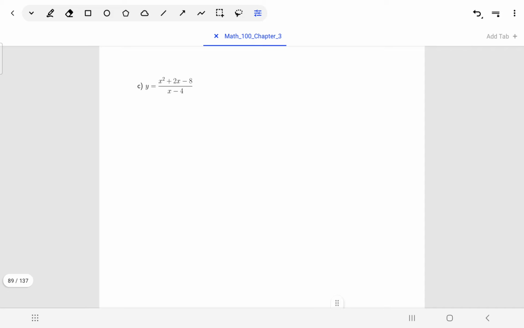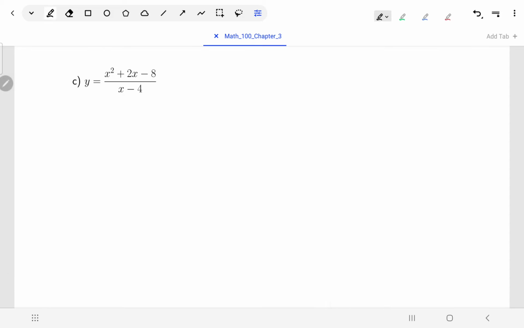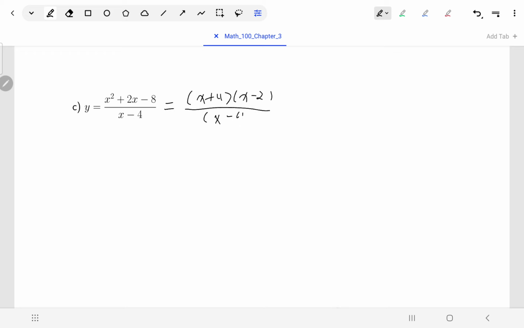Let's do one more rational function. So this one, if I were doing a quick little factorization, we can see that the top factors fairly nicely. And that's going to allow me to say a couple of things. Namely, first off, I know that I've got two x-intercepts, because those are the places where the numerator is 0. So I have x-intercepts at (-4, 0) and at (2, 0).